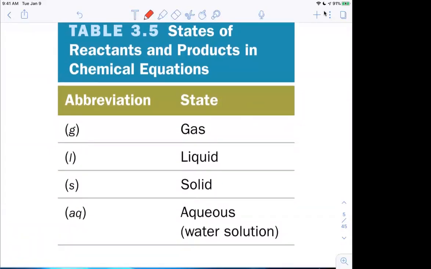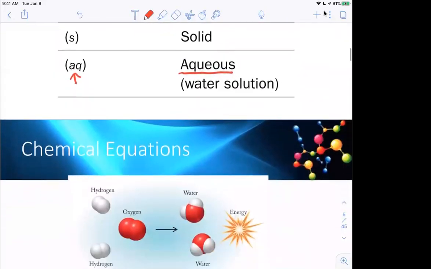These are the states that you have to know. The little g in parentheses is gas, the little l in parentheses is liquid, and the little s in parentheses is solid. This is aqueous, which means it's in a water solution. These are the four states that you're going to see. A real chemical reaction isn't complete unless I indicate the states of the reactants and the products, although many times people take shortcuts and you'll see a lot of reactions where those states are not indicated.